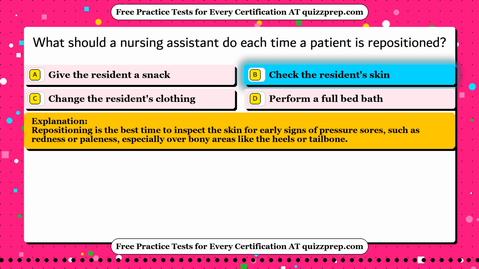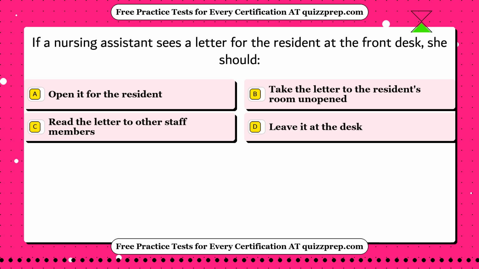Repositioning is the best time to inspect the skin for early signs of pressure sores, such as redness or paleness, especially over bony areas like the heels or tailbone. Question 23. If a nursing assistant sees a letter for the resident at the front desk, she should: Option A, open it for the resident.